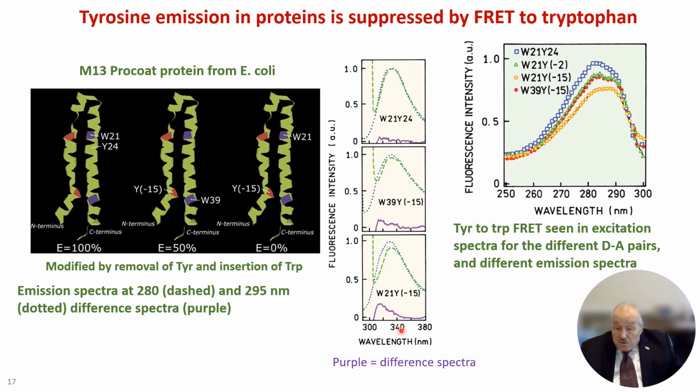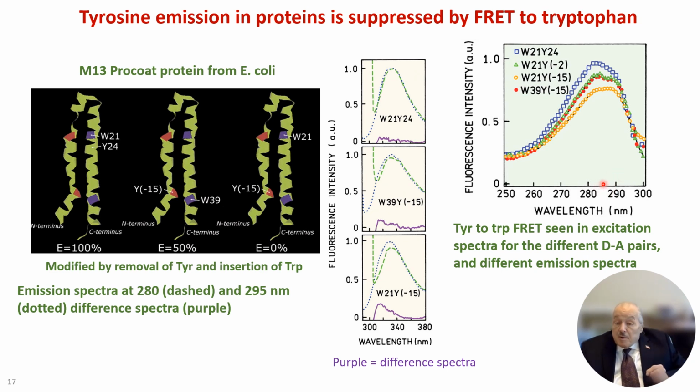So when you excite at short wavelengths, if you looked at just the emission spectra, you can see a little bit of the tyrosine emission on the blue side of the spectrum, and the purple is the different spectrum. So this is a proof that depending on the distance between the tyrosine and tryptophan, they will transfer energy. Another proof is given here, which are the excitation wavelengths. And I sort of like these. This is sort of a better proof to me.